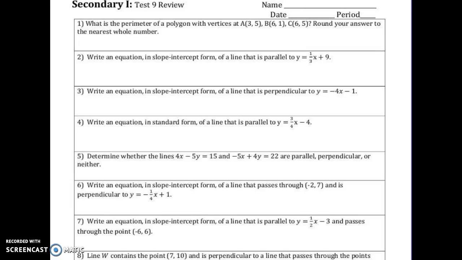Test to review for 9. What is the perimeter of a polygon with the vertices A, B, and C? Round your answer to the nearest whole number.